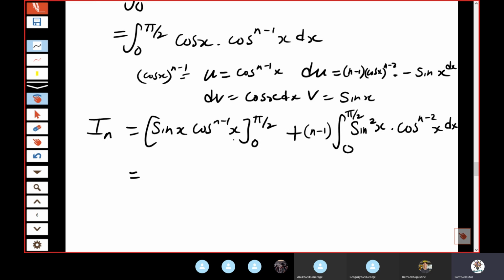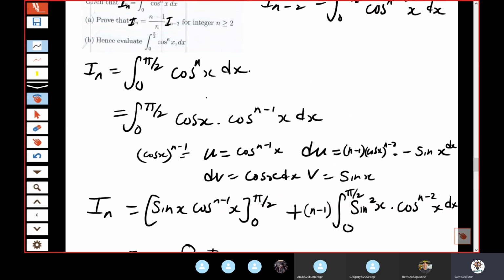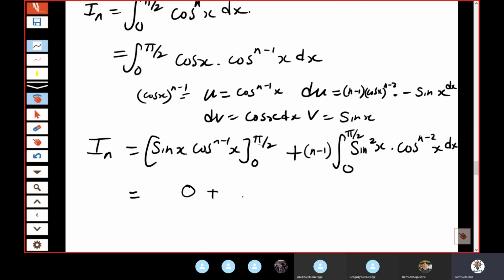Sine 90 should give you 1, but cos 90 is going to give you 0. Cos 90 is 0, sine 0 is 0. So this whole big thing is just 0. Plus, as you get more and more used to this, you only needed n minus 1. So there's my n minus 1, times sine squared x cos n minus 2 x.